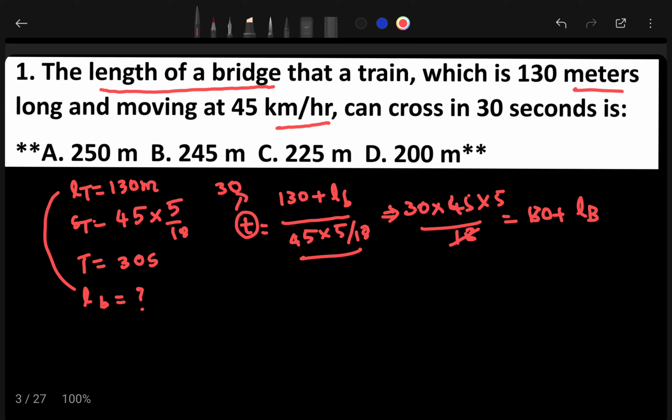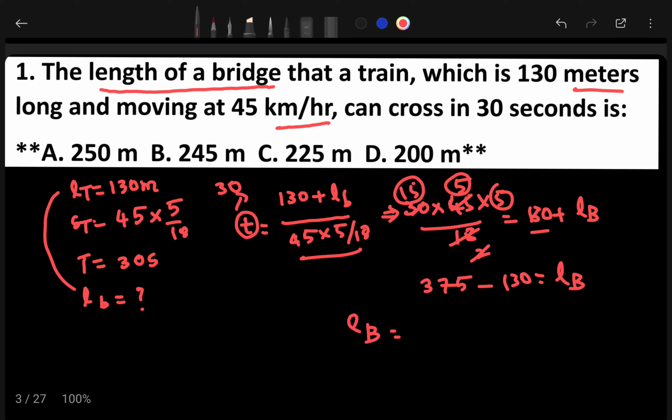So I can cancel with the 9 table. 9 2s are 18, 5 1s are 5, so 2 into 15 is 15, and 15 5s are 75. 75 5s are 375, minus 130 is equal to the length of the bridge. So from this, the length of the bridge is going to be 245 meters. That is, option B is the answer. Simple. Okay, completed.